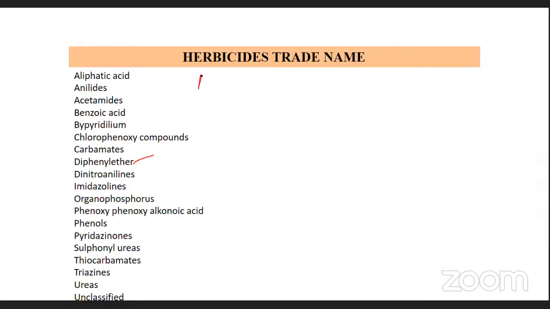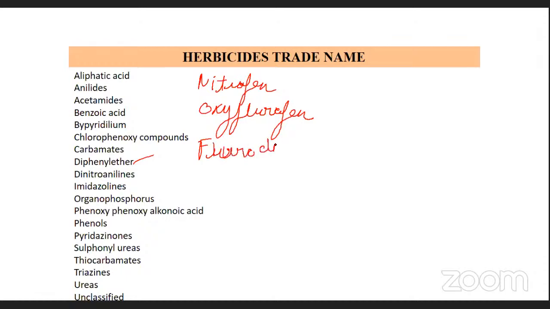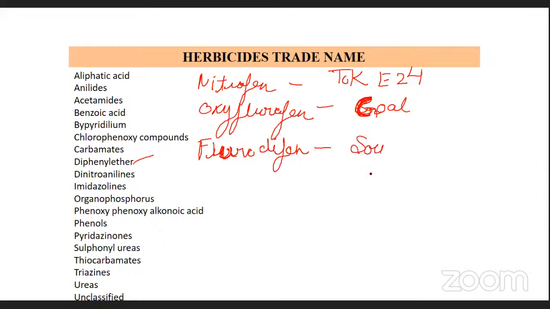Then in diphenyl ether, we were having nitrophen, oxyfluorfen, and fluorodiphen. The trade name of nitrophen is Tok E24. Oxyfluorfen is known as Goal. Then fluorodiphen is known as Sorex. Sorry, I'm again repeating this.